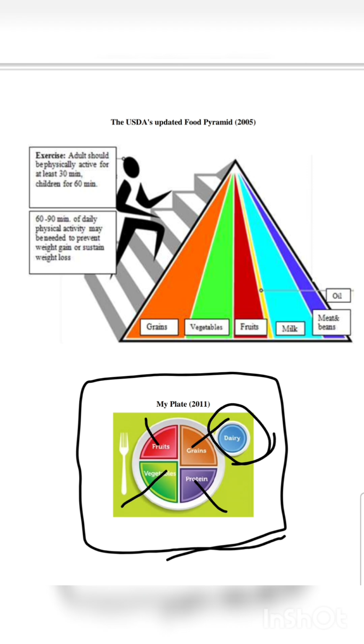Right, so that's all for today. We have studied food pyramid and my plate in detail. So I hope you will apply this knowledge in your daily life. We will meet again in the next video.